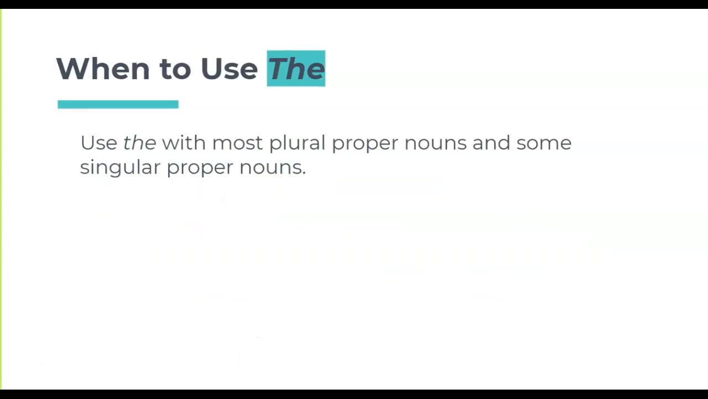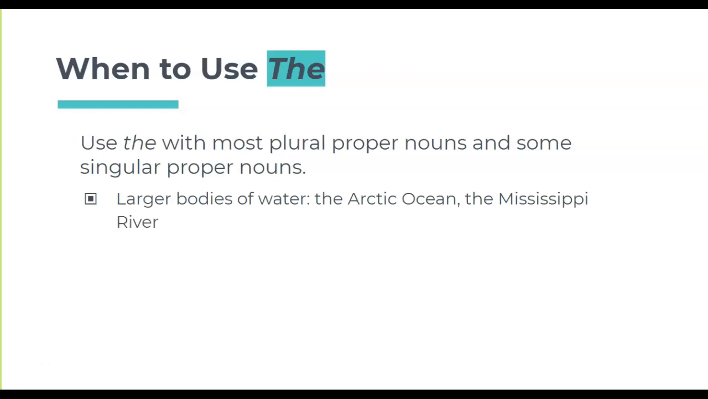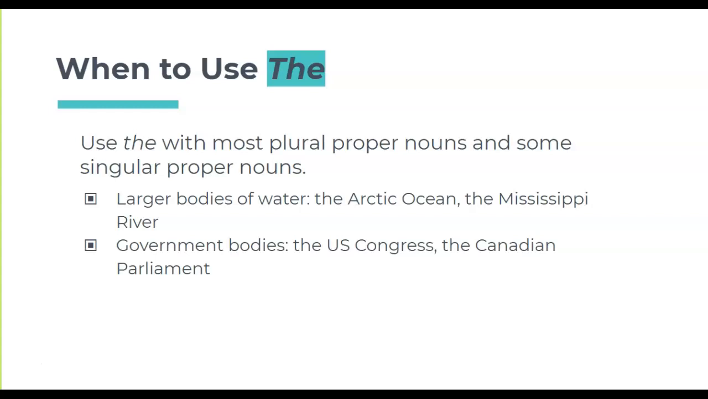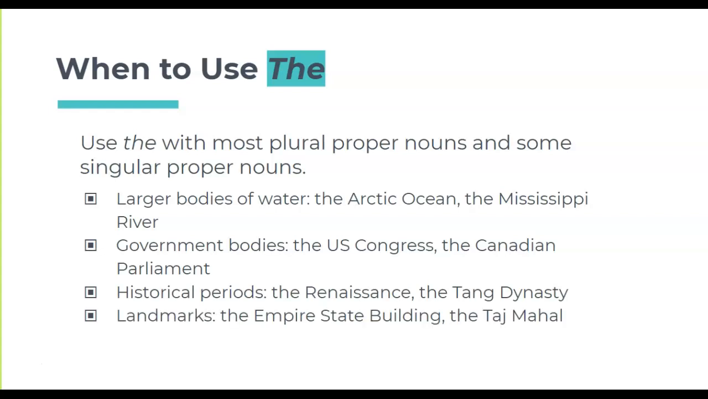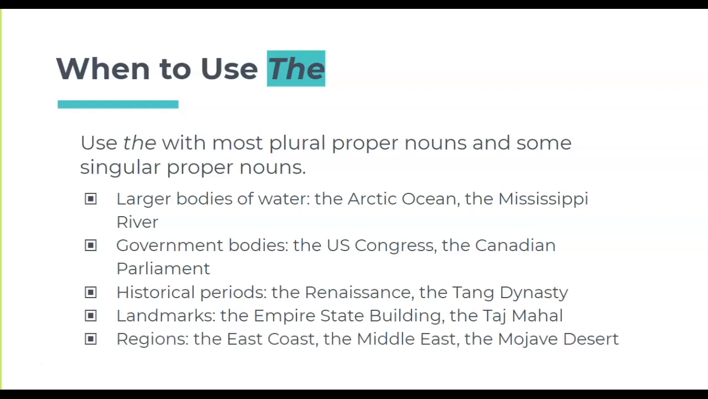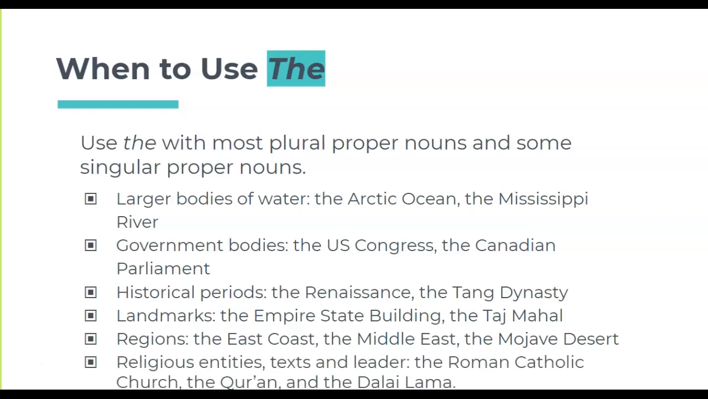Use the with most plural proper nouns like the Adirondack Mountains, the Philippines, or the Dallas Cowboys, and with singular proper nouns in the following categories: larger bodies of water like the Arctic Ocean and the Mississippi River, government bodies like the U.S. Congress or the Canadian Parliament, historical periods such as the Renaissance or the Tang Dynasty, landmarks such as the Empire State Building or the Taj Mahal, regions like the East Coast, the Middle East, or the Mojave Desert, and with religious entities, texts, and leaders. For example, the Roman Catholic Church, the Quran, and the Dalai Lama.